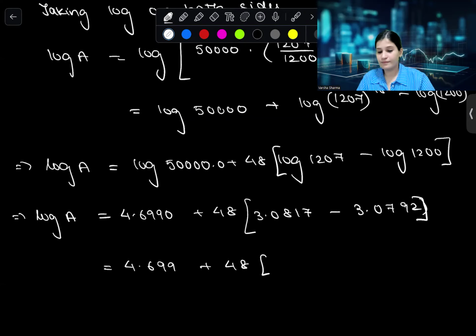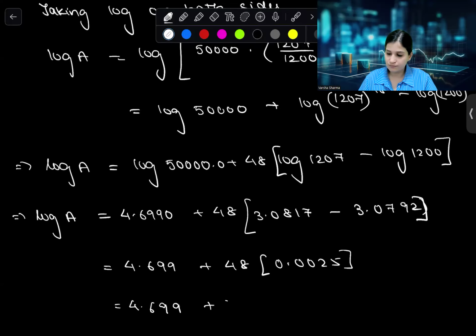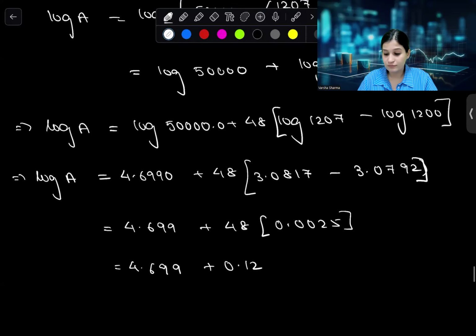Multiply 48 into 0.0025, and the final answer is 4.8190. And this is the value of log A.